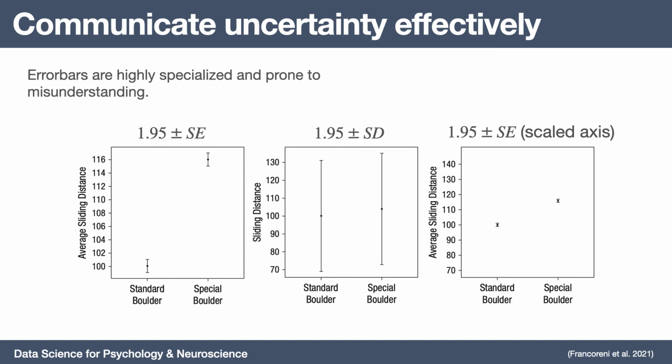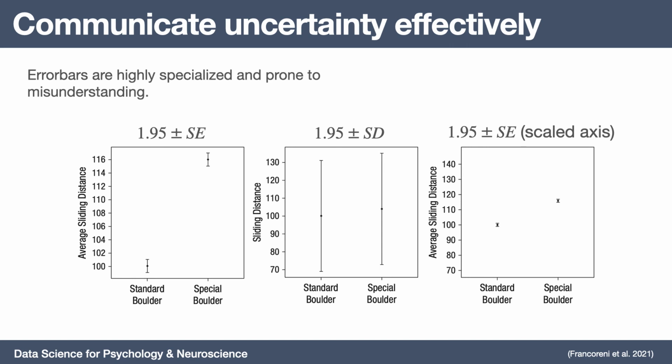Now, the plot on the far left, you would say there's a significant difference between the special boulder and the standard boulder. However, the plot in the middle, you wouldn't, because they look the same. Now, if we took approximately the same axes as the standard deviation plot, but then plotted the standard error using those scaled axes, what you actually do is you increase the perceived certainty of the difference between the 2 groups. And that's because now those error bars are really, really small. It's the same error, the same plot as the plot on the far left.